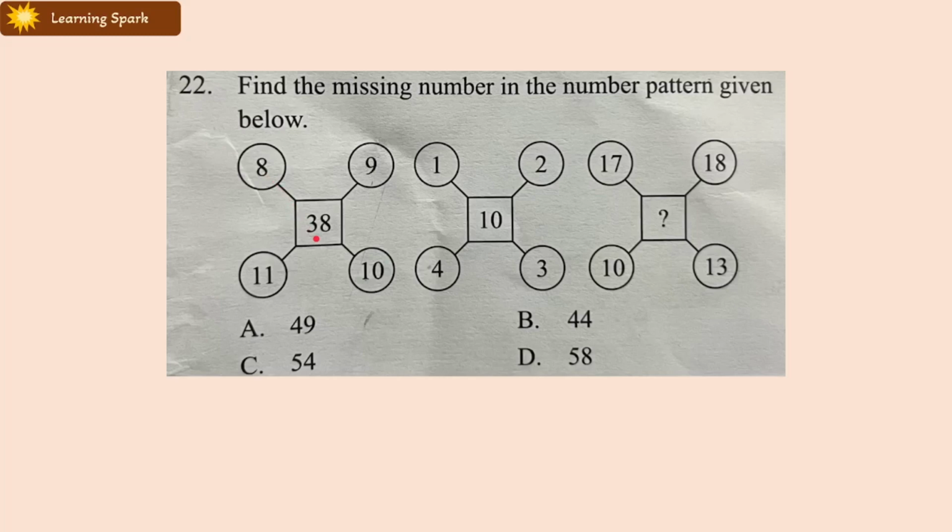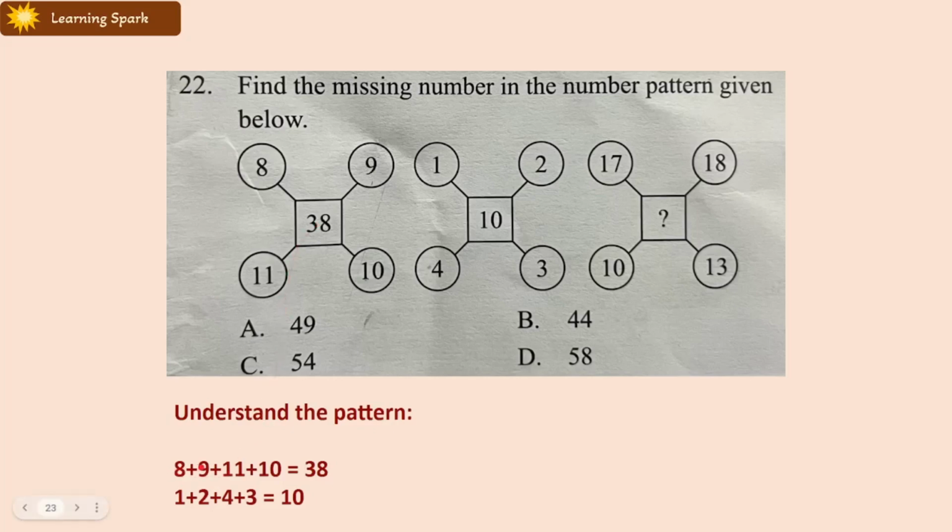What does it tell us? It tells us that we have to use these 4 numbers to derive this number or to get to this number. Okay, use these 4 numbers. So how do we use these 4 numbers to get to this number? So one possible option can be 8 plus 9 plus 11 plus 10. If we add these numbers, we get 38.